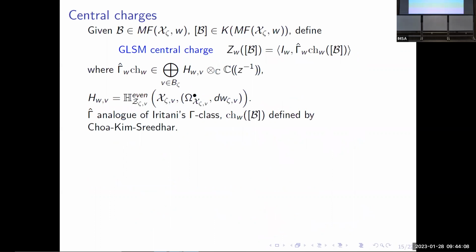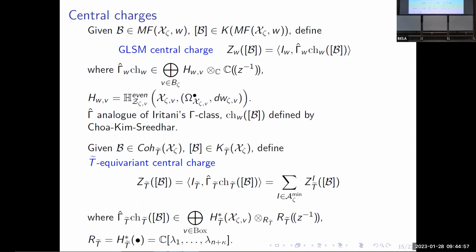And now we also have 2 definitions of central charges. So in GLSM, the D-brane is a matrix factorization, so this will only depend on the K theory class. So we take the I function. Now we assume, in this case, that the critical locus of the superpotential, curly X, is proper. So this pairing is well defined. Gamma hat is some analog of Iritani's gamma class, and this Chern character has contributions from different twisted sectors.